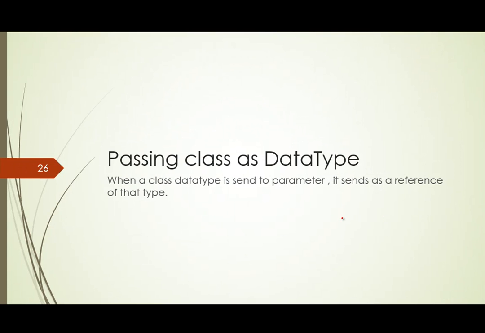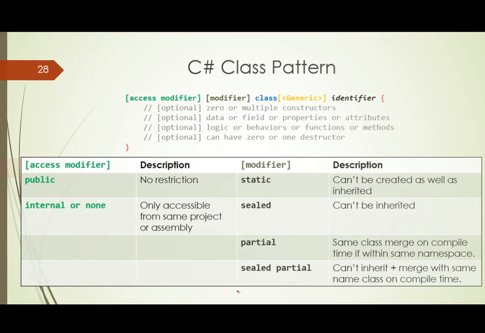The reason behind giving you this example is you can pass your class as a data type in a function parameter. So whenever you pass a class as a function parameter, it passes as a reference type. So that you don't get confused with the value type or reference type, that's why I explained it.